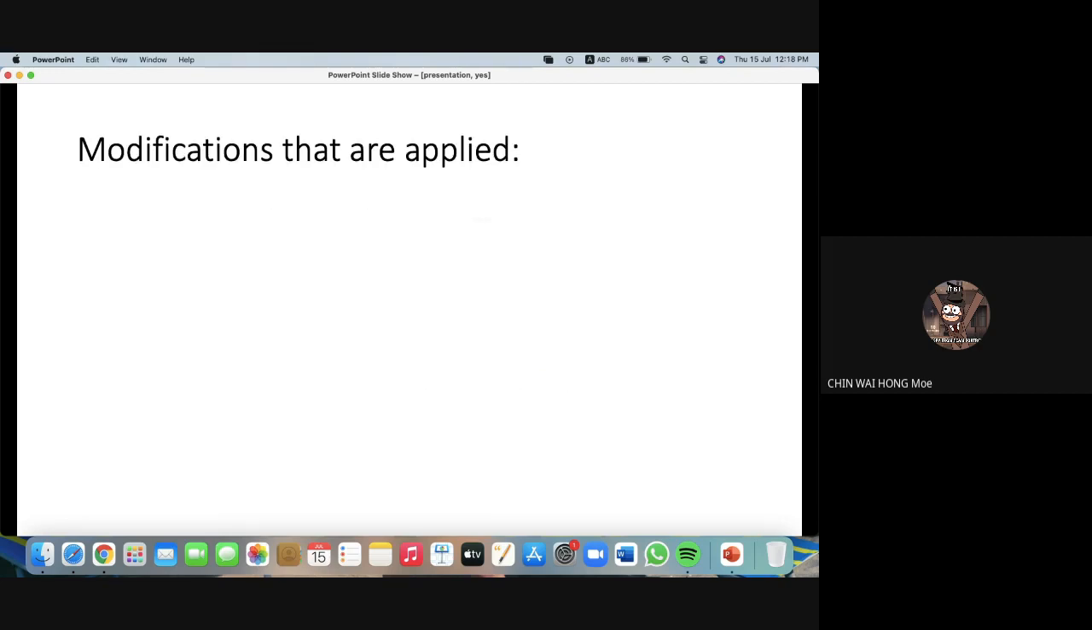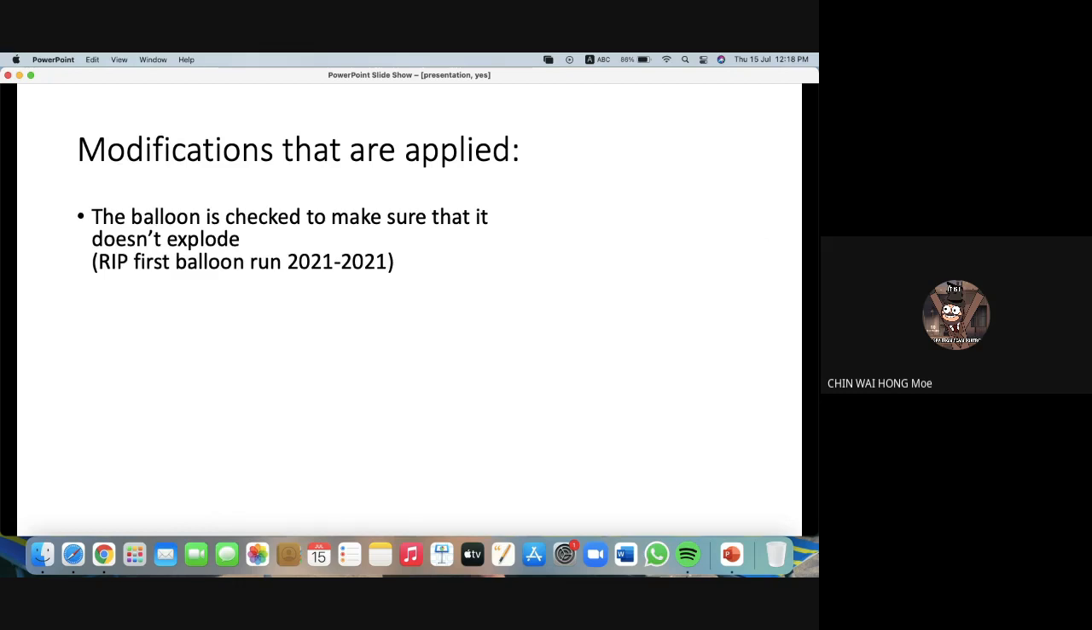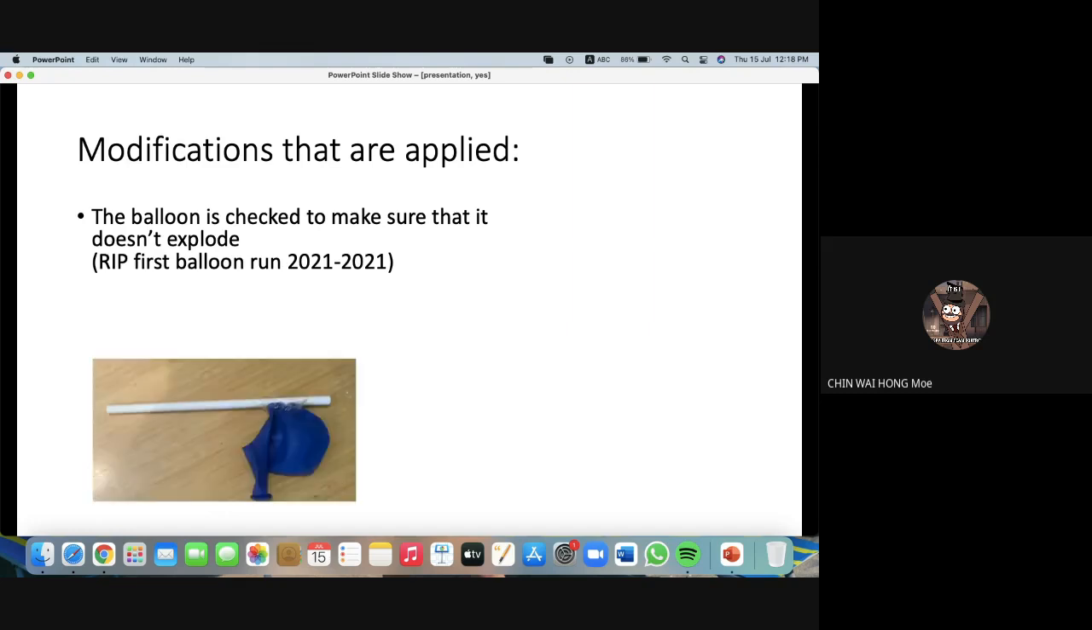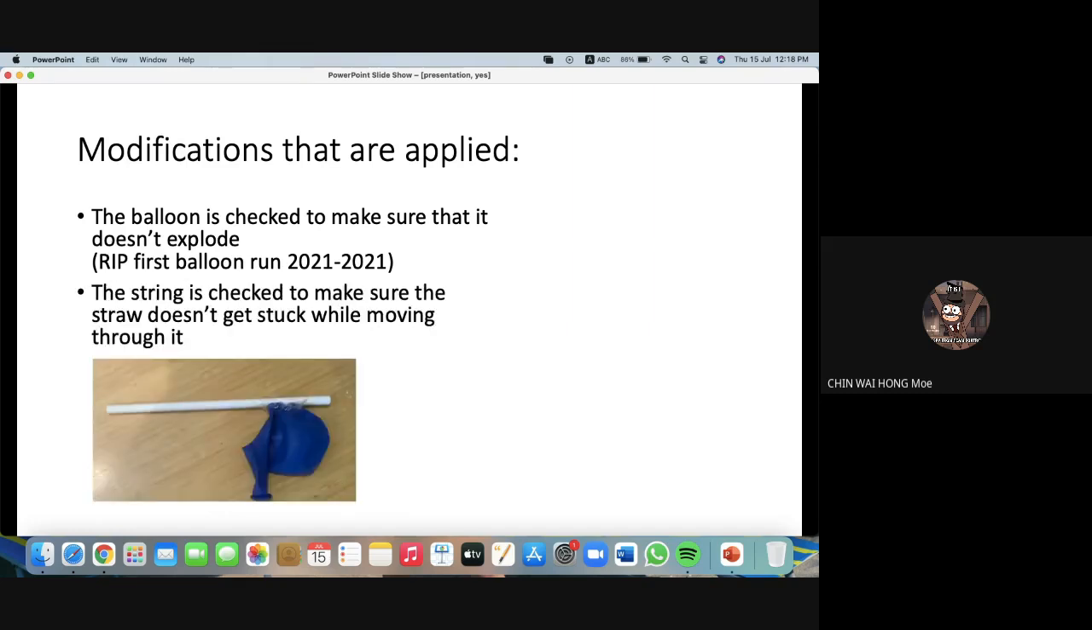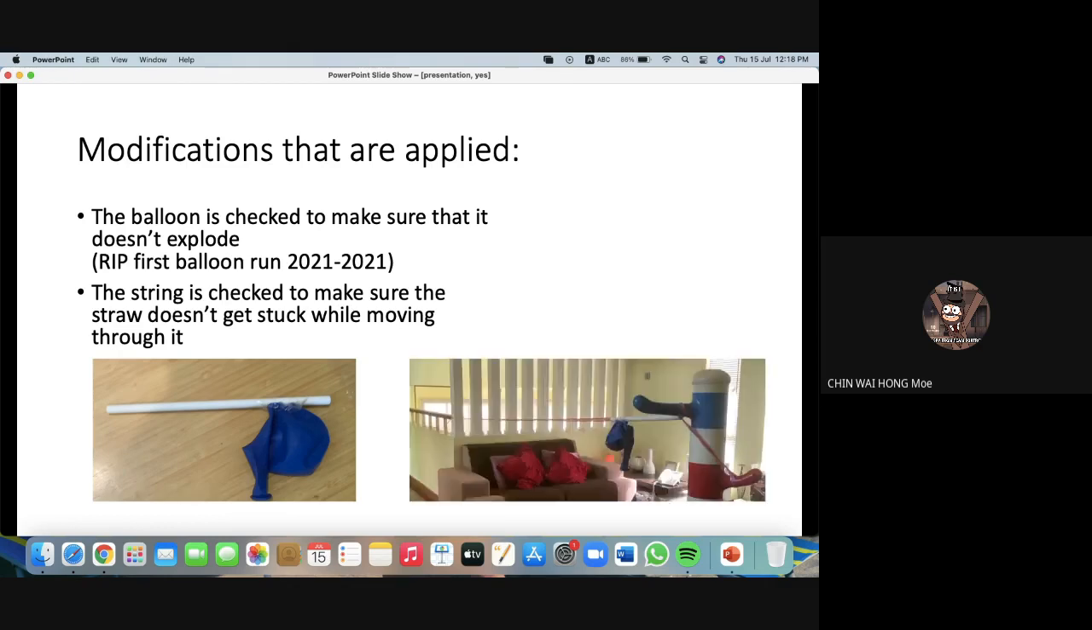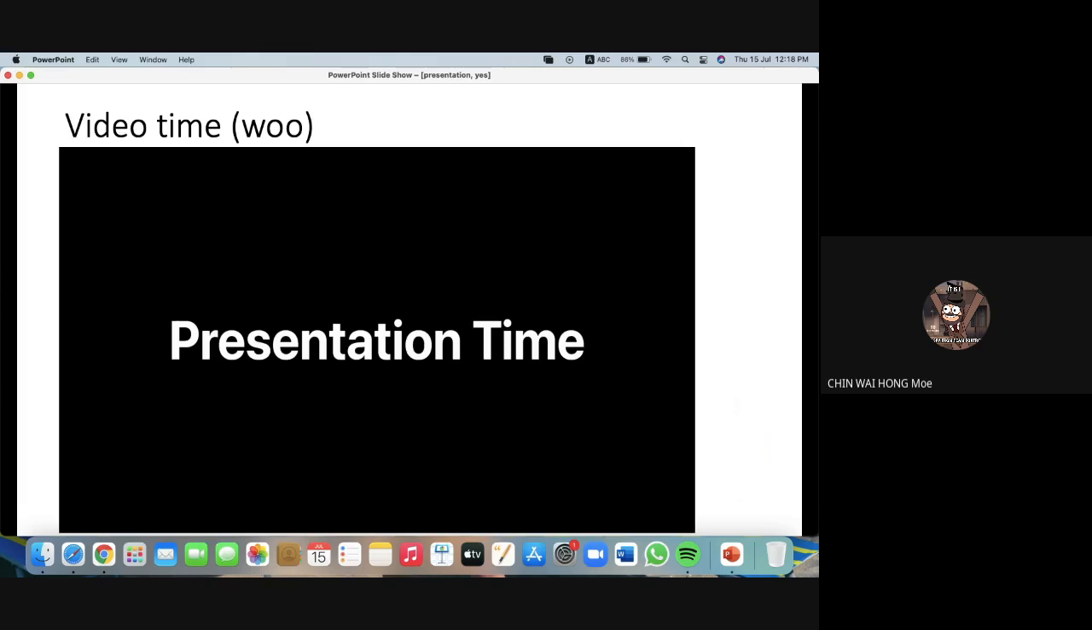Modifications that are applied to it. During my first test run, the balloon exploded, so I had to double check it to make sure it doesn't. Rest in peace, the first balloon run. And the string is checked to make sure that the straw doesn't get stuck while moving through it, as seen in the close-up in the image. Now, I'm about to share a video.